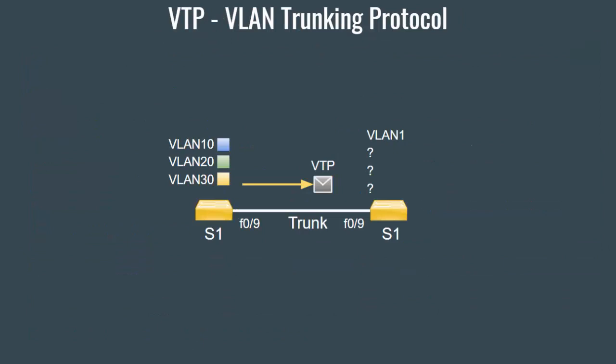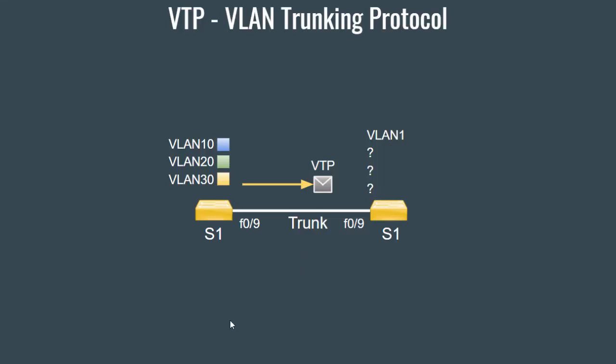Now what about VTP, VLAN Trunking Protocol? Now VTP, I don't believe it's on the CCNA anymore with the new Cisco CCNA, but I've got this in here, so let's talk about it anyway. Let's say you've configured S1, and you configured a bunch of VLANs. You created a VLAN 10, a VLAN 20, and a VLAN 30. And then you have a new switch, S2. Well, S2 has no VLANs configured yet.